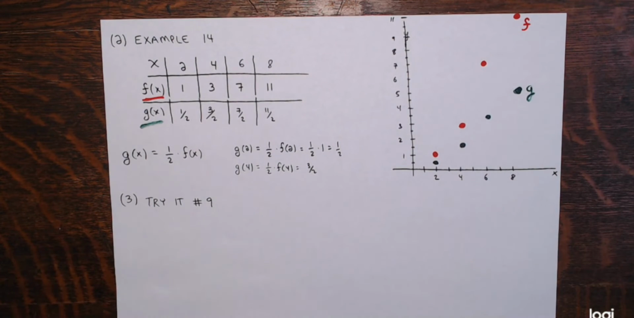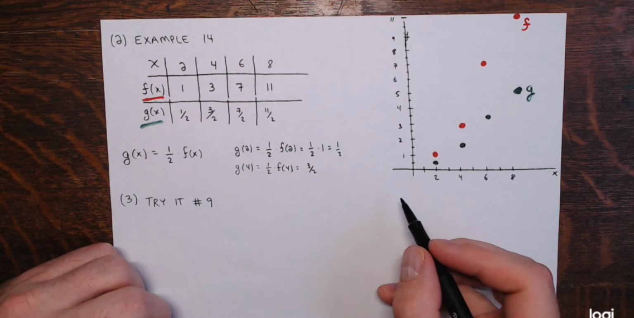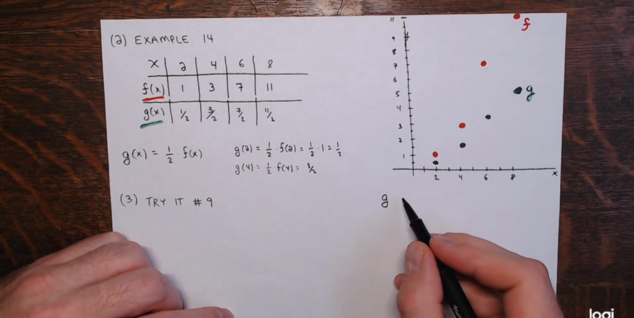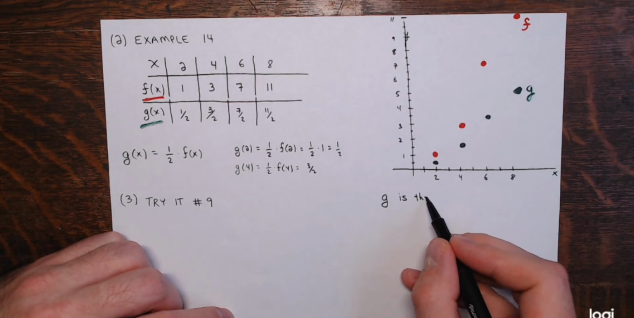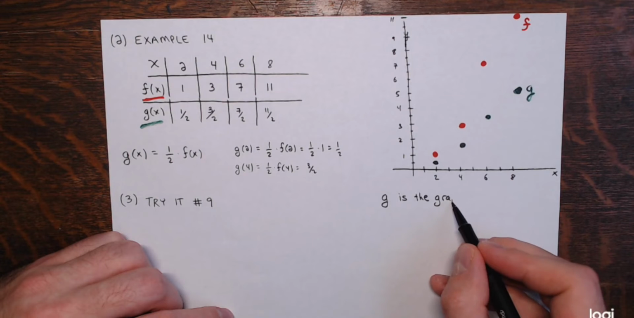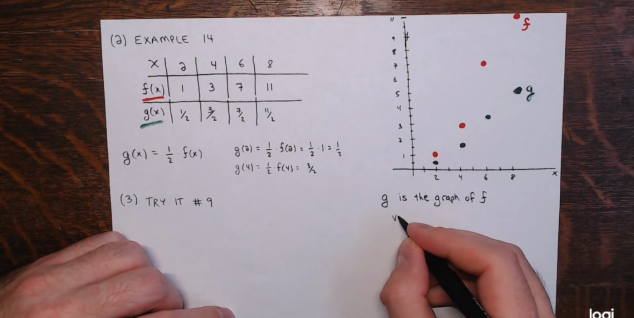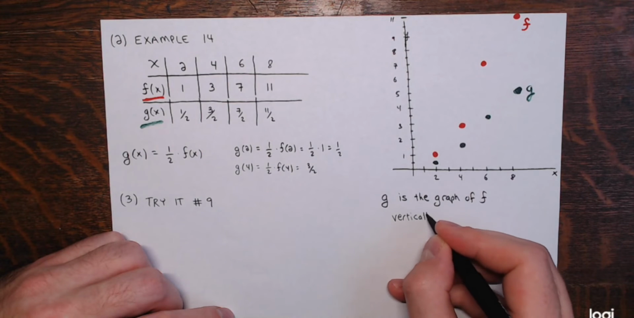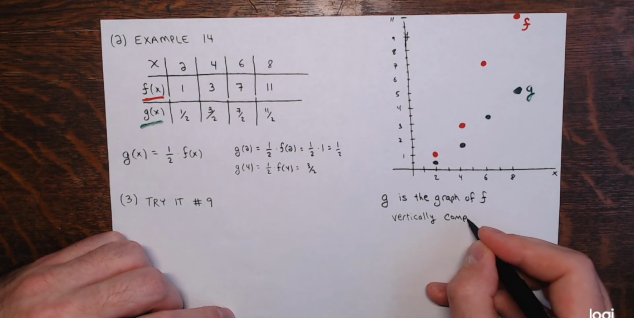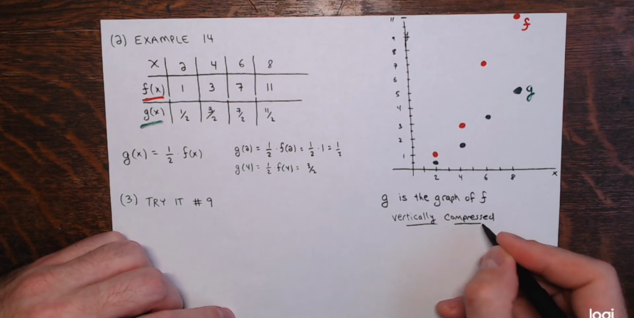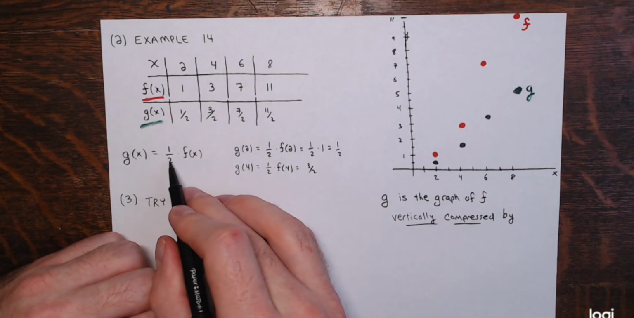So notice they don't form the exact same shape. It runs roughly in the same pattern, but it's not the exact same shape. But g here is the graph of f vertically compressed. Vertically compressed by a factor of 1/2. It was times 1/2.